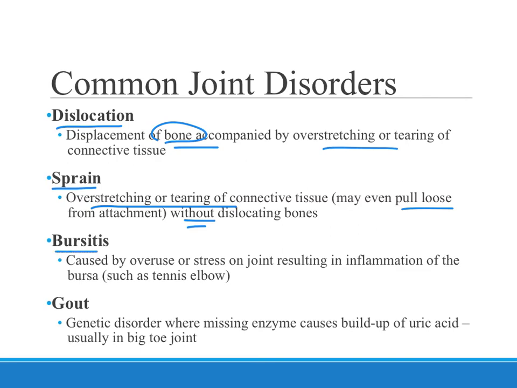Bursitis is caused by overuse or continual stress on the joint, which results in an inflammation of the bursa. Tennis elbow is an example of a type of bursitis. And then there is gout, which is actually a genetic disorder where a missing enzyme causes a buildup of uric acid, and so that acid creates inflammation and pain because it is a crystal, and the body tissues do not appreciate a crystal building up in that joint.